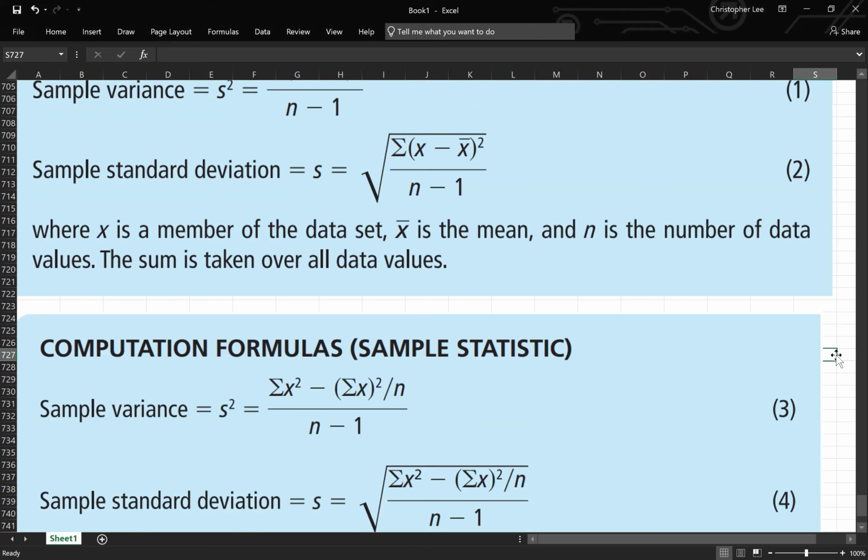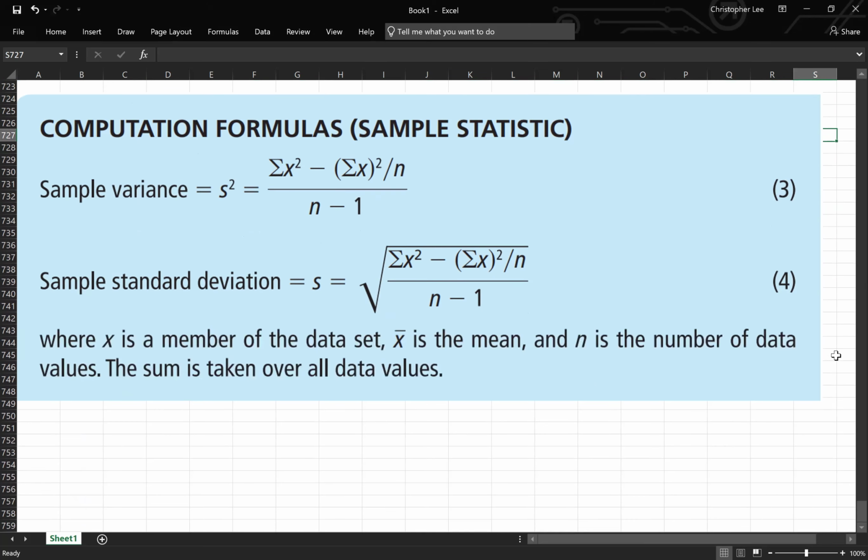Computation formulas, sample statistics. So sample variance S squared is equal to the sum of x squared minus the sum of x, squared, divided by n, and then all of that divided by n minus 1. The sample standard deviation, you take the variance and just square root it, and that's it. Where x is a member of the data set, x bar is the mean, and n is the number of data values, and the sum is taken over all data values. And that's it.